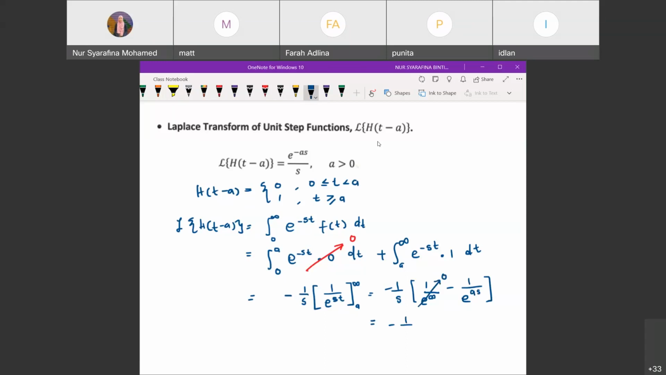So negative 1 over s times negative e to the as, which equals e to the negative as over s. So this is why the transformation of h(t minus a) equals e to the negative as over s. Okay, clear? Any question?